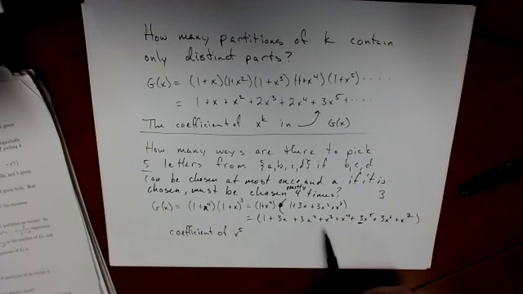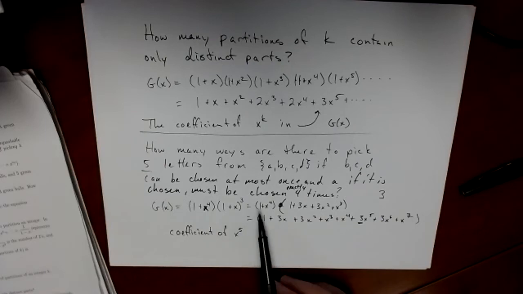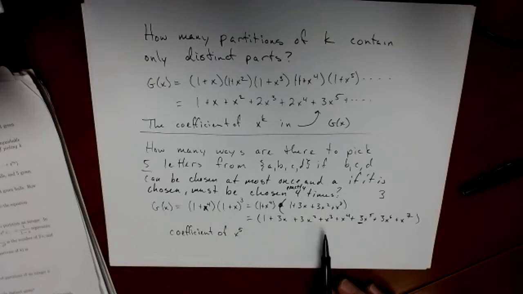And so each of these coefficients represents the number of ways to choose 1, 2, however many letters from that set using that rule. And so the rules get handled in how we write our factors in our product, and then the coefficients tell us how many ways we can pick that many things.